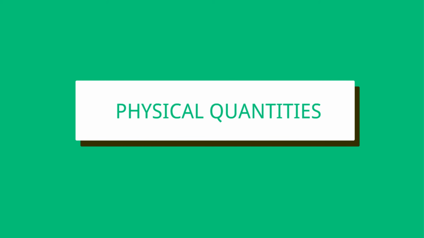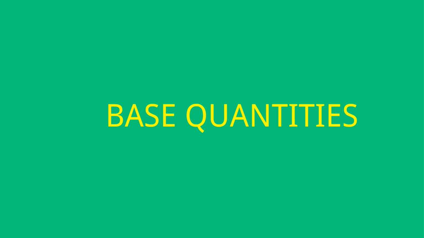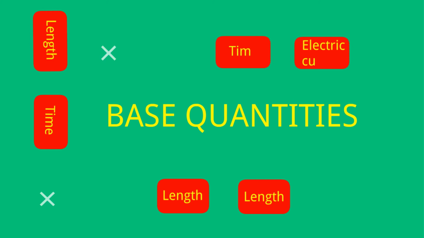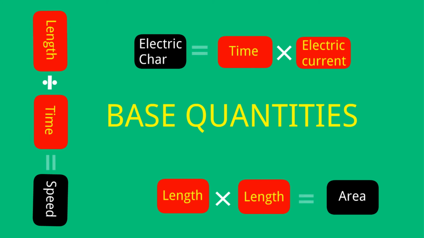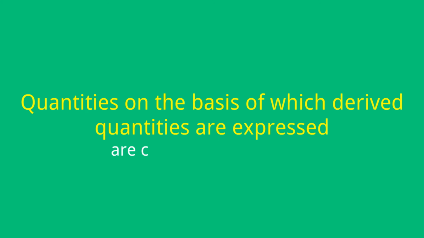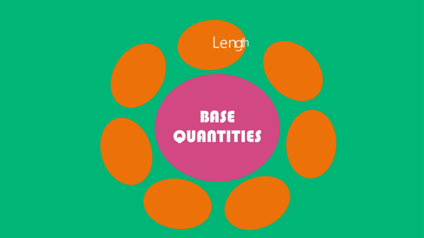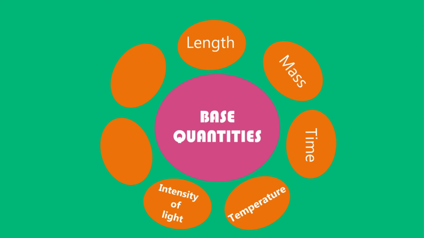Physical quantities are divided into two categories: base quantities and derived quantities. Base quantities. Base quantities form the foundation or base of other physical quantities. In other words, quantities on the basis of which derived quantities are expressed are called base quantities. These are 7 in number, that is, length, mass, time, temperature, intensity of light, electric current, and the amount of a substance.